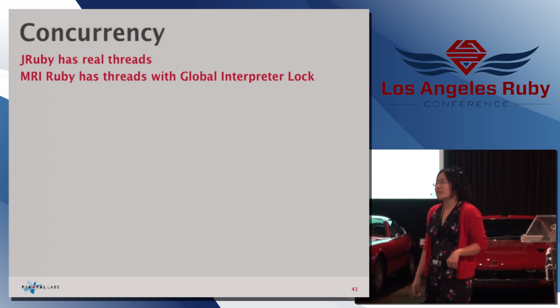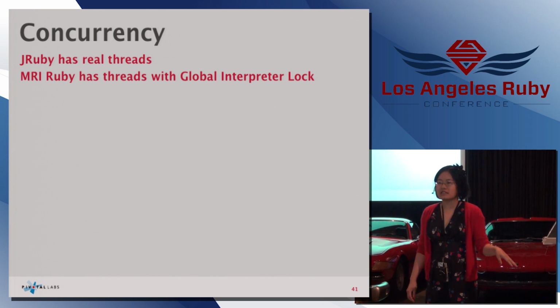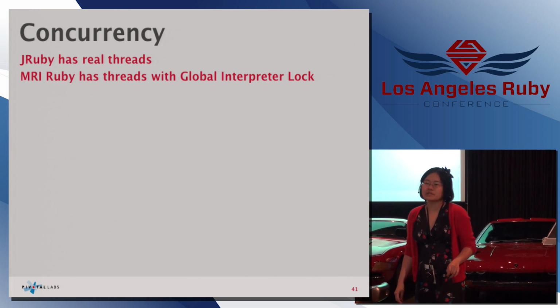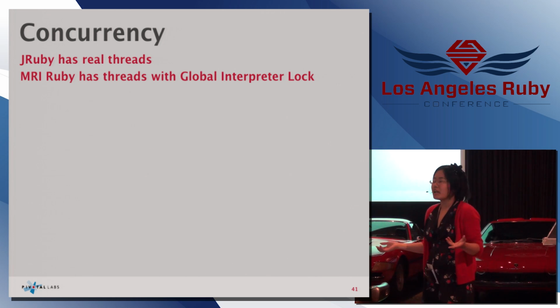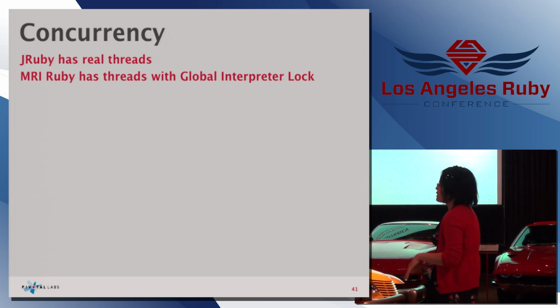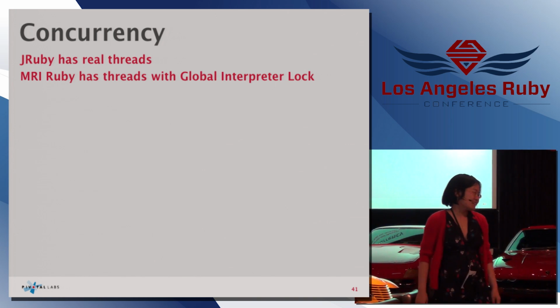MRI doesn't have real threads, and I think that this was something that was mentioned in an earlier talk. MRI's implementation of Ruby has a global interpreter lock, and basically when you have a global interpreter lock, your threads don't really execute in parallel. While JRuby has real threads, that's great, that's awesome. So why is it awesome?